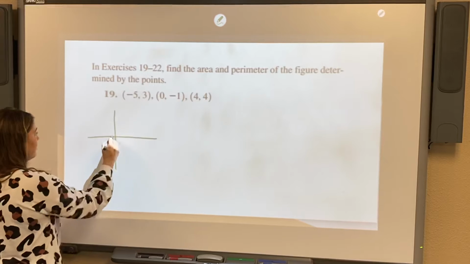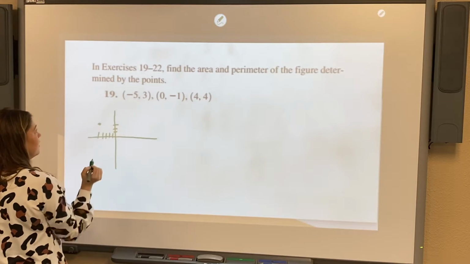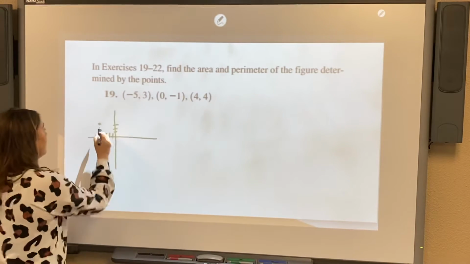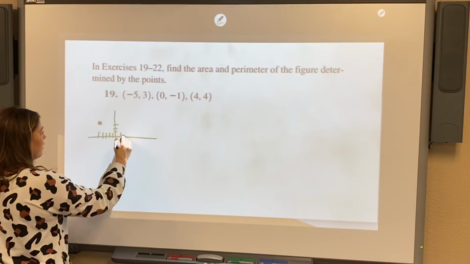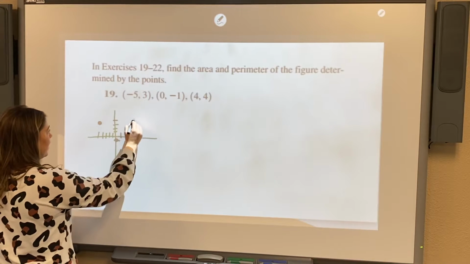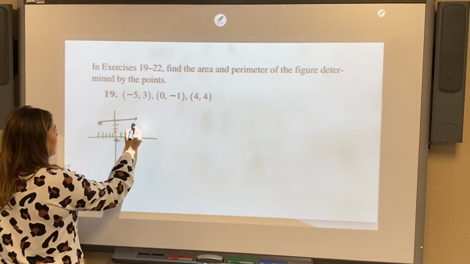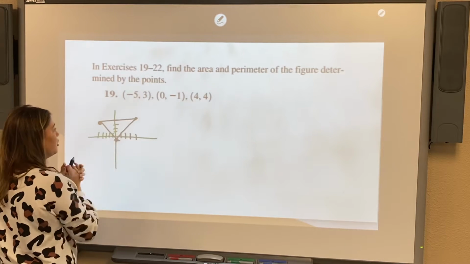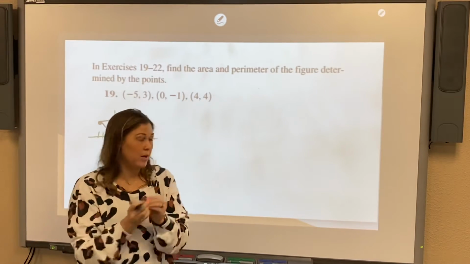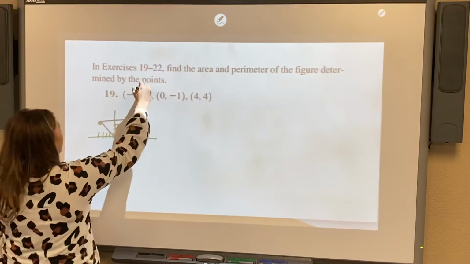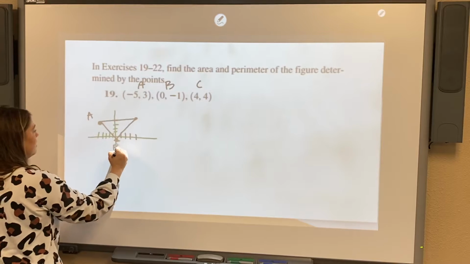So we have negative 5, 3. So 1, 2, 3, 4, 5, 1, 2, 3 is right here. Here, again, I'm going to use black, sorry. And then we have 0, negative 1. And then we have 4, 4. Okay, so again, I very, very roughly graphed this just because I wanted to visualize. I'm a very visual person. If I can draw something, I'm gonna draw it. Okay, so I'm gonna say this is A, B, and C. So this is A, this is B, and this is C.